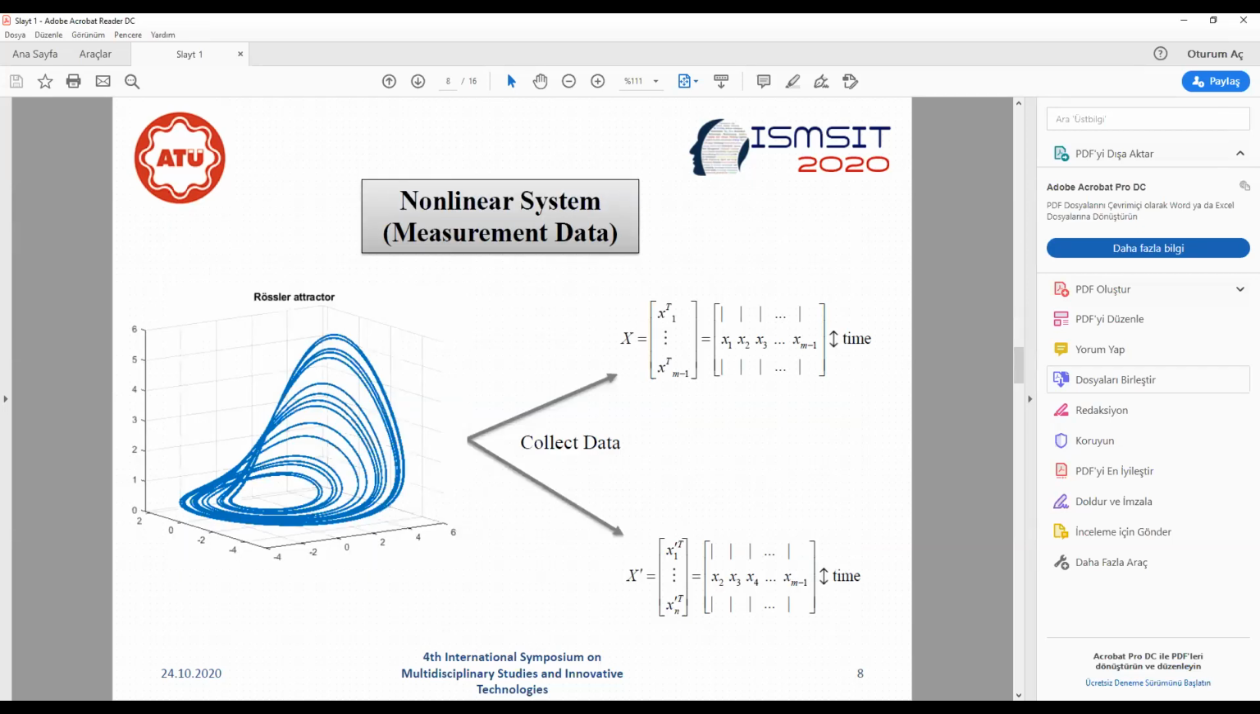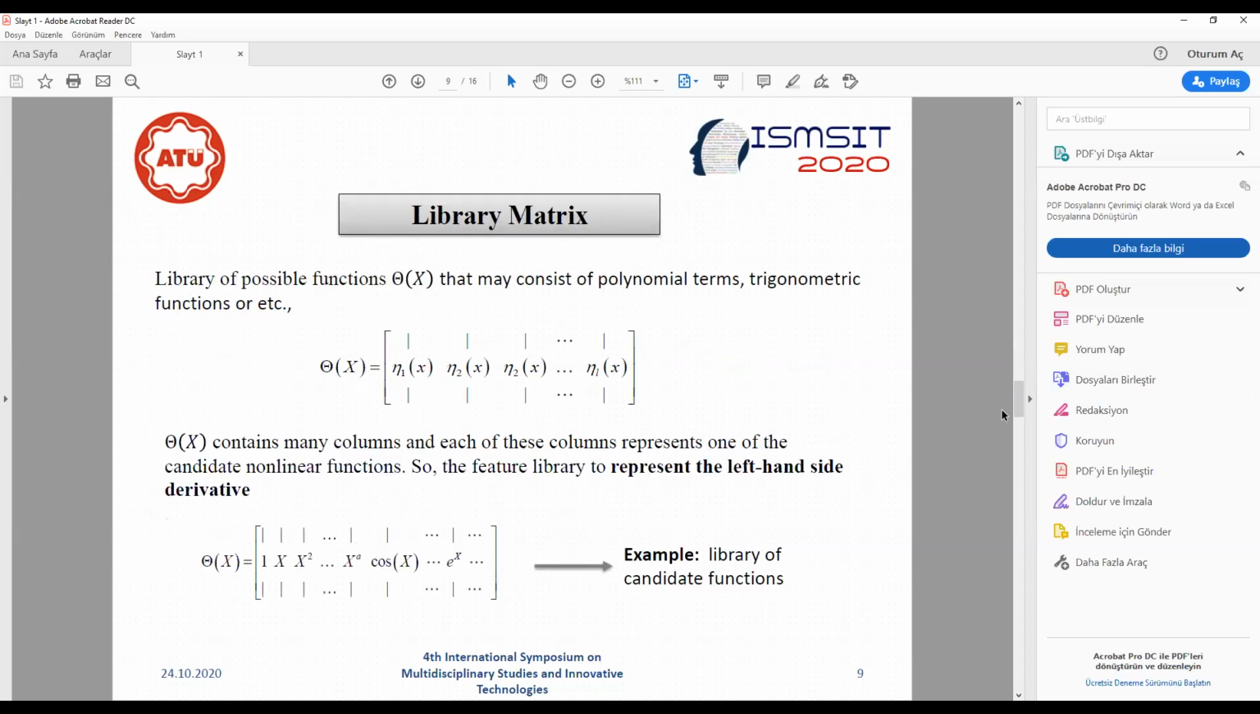Let's consider the Rössler attractor system. Firstly, we collect data from the system and then create time and derivative matrices. Secondly, we must build up library matrices. Creating this library is actually very challenging because it depends on designer choice and dynamics of the unknown systems. Because we don't have any systems, we use data. We want to identify the model to represent this data.